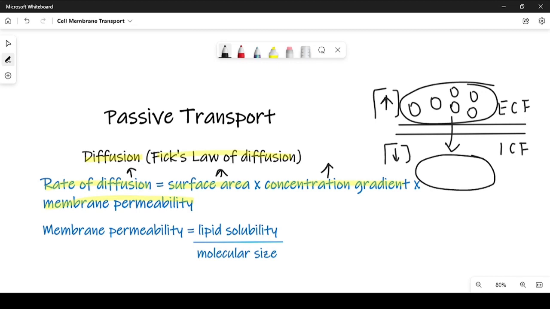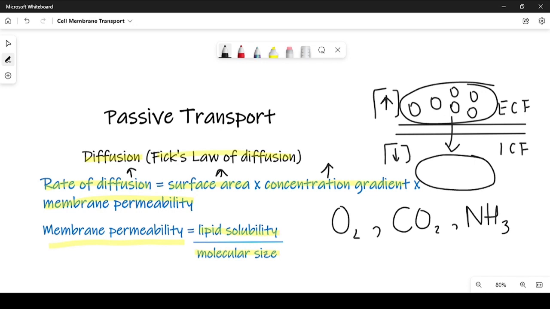So what is membrane permeability? A molecule that is lipid soluble and smaller in size is permeable to the membrane. So small uncharged molecules like oxygen, carbon dioxide, and ammonia can diffuse across the membrane freely.